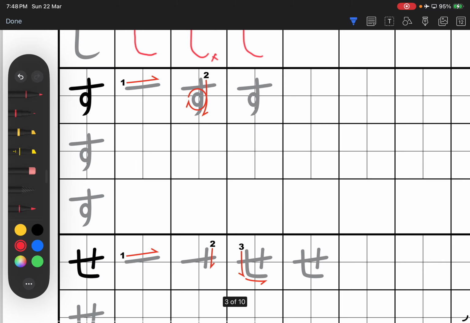Next we have su. Right, so su, one horizontal line, one vertical line, loop, and then come back into the vertical line, su. So some people might write like this, very ugly. They write like some G like that. But we try to maintain the vertical line down. Yeah. Su.